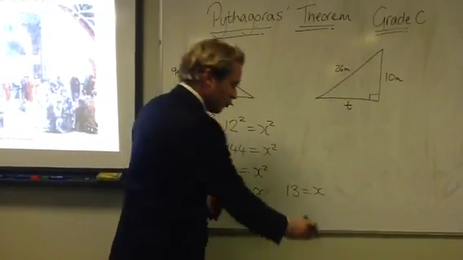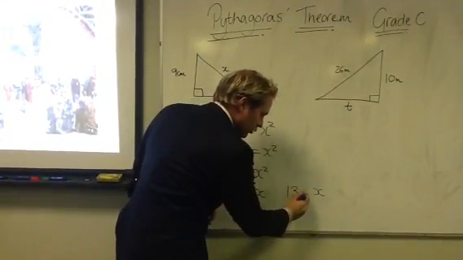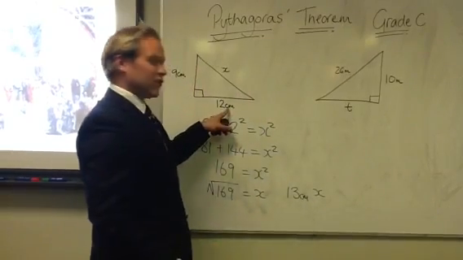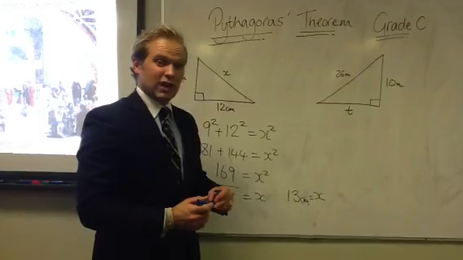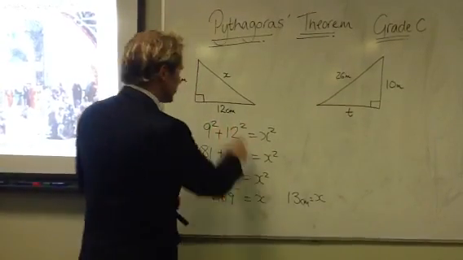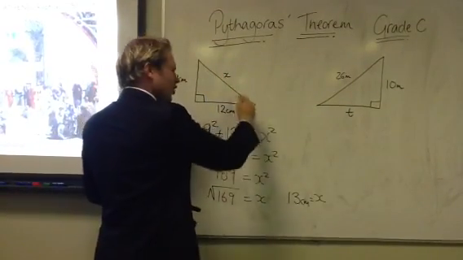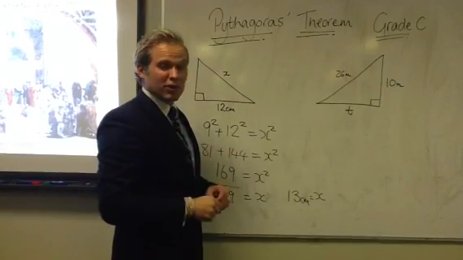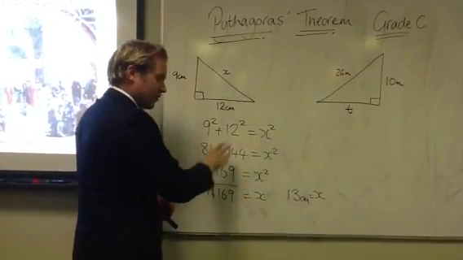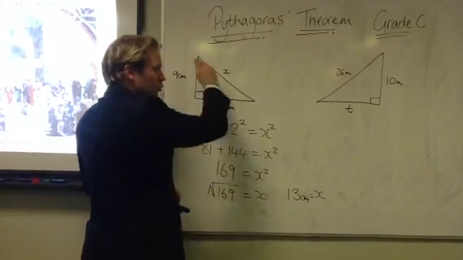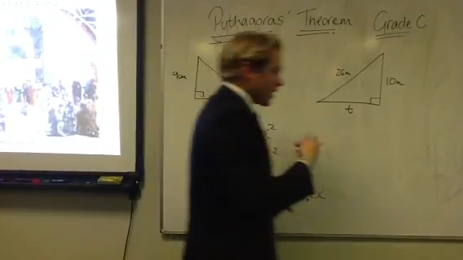Now, always make sure you stick your units in. If we've got centimetres there, the answer is 13 centimetres equals x. Then always check, is your answer sensible? If this is 12 and this is 9, does that look like it could be 13? I think it probably could. Therefore, it's correct. That is the first way of working out Pythagoras with your correct working when you're working out the longer side. Let's move over here.